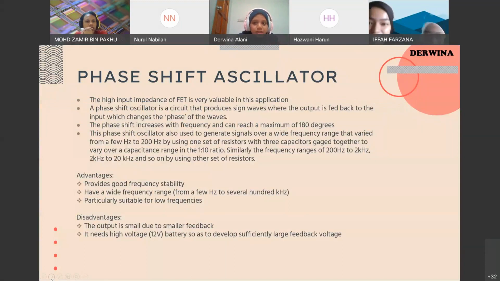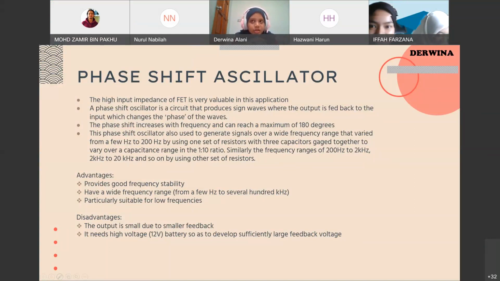Okay, phase shift oscillator. JFET, I think we know that it can have an amplifier action, right? But for this phase shift oscillator, I think it's called a feedback action. As you can see on the second point, a phase shift oscillator is a circuit that produces sound waves where the output is fed back to the input, which changes the phase of the waves. So the output on the last section is going to be supplied back to the gate with a phase shift between the amplifier output voltage and the input voltage at the gate.